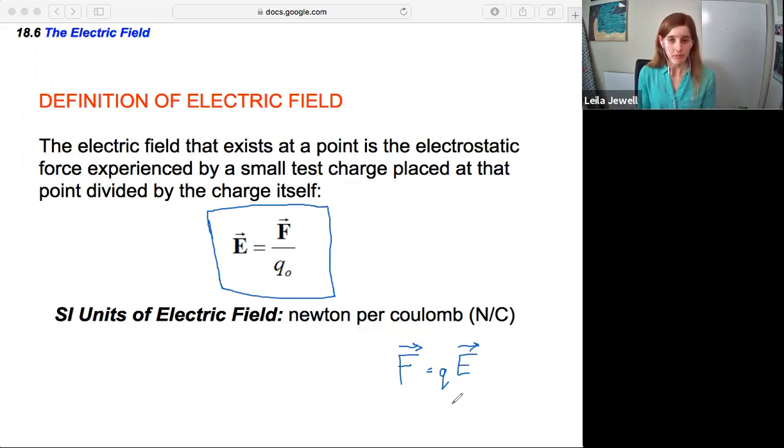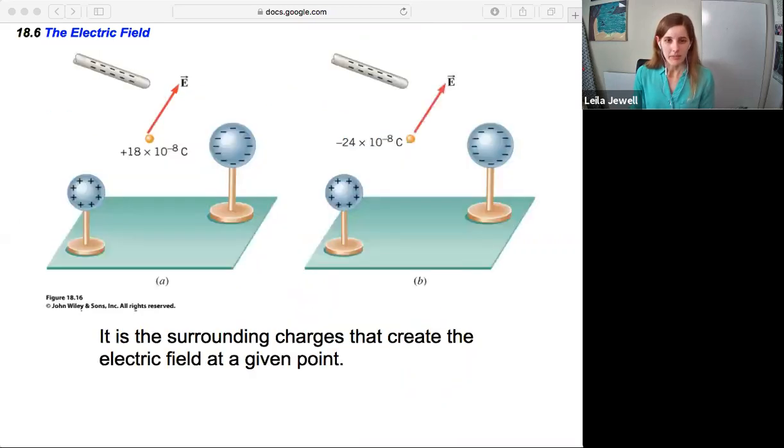One other thing to note here is that in both of these equations, there are vectors over the force and the electric field, because both of these are vectors that have a direction. And they usually point in the same direction, assuming that you're dealing with a positive charge. So let's take a look at that.